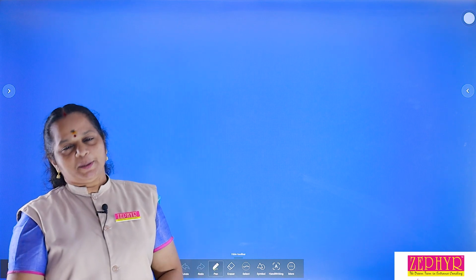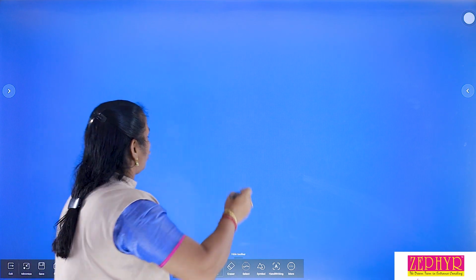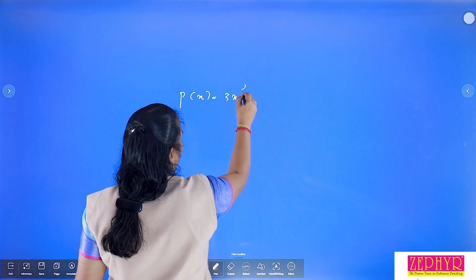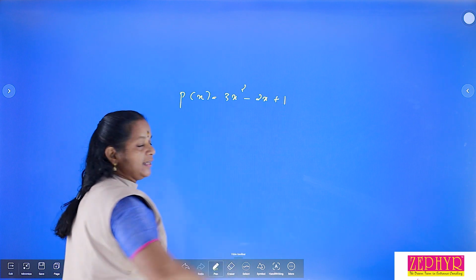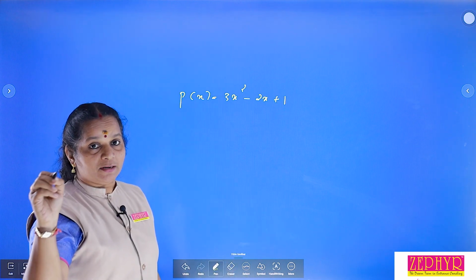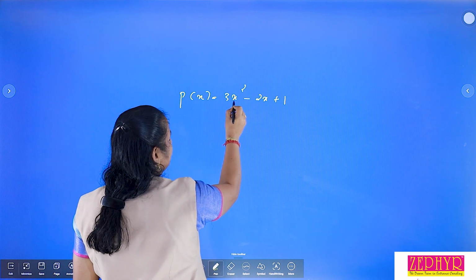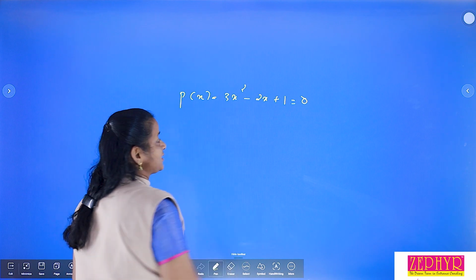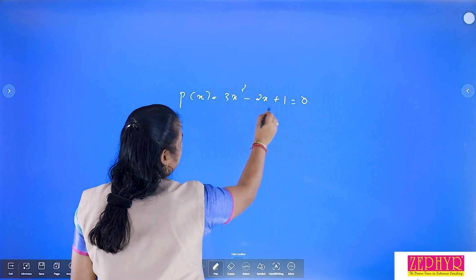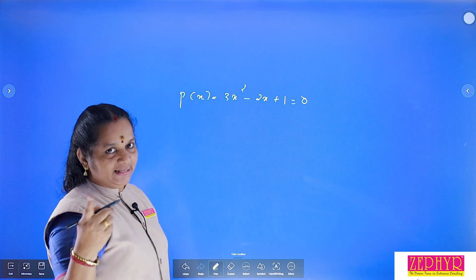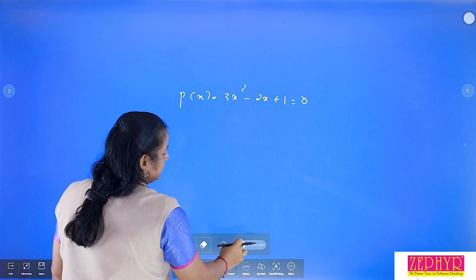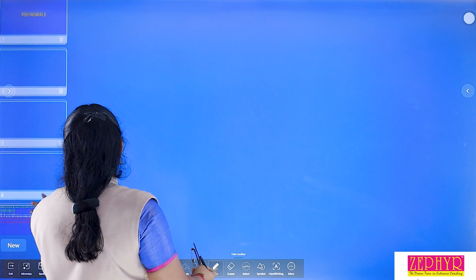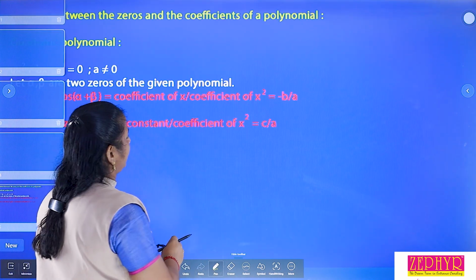You already know it. What do you mean by the zero of the polynomial? If a polynomial p of x is equal to 3x square minus 2x plus 1, the zero or root of the polynomial means a number x which satisfies the condition p of x is equal to 0. Then we say that that value is a root of this polynomial. We are discussing this topic in detail in our question discussion. Normally we consider a quadratic polynomial. In the case of a quadratic polynomial, what is the standard form?